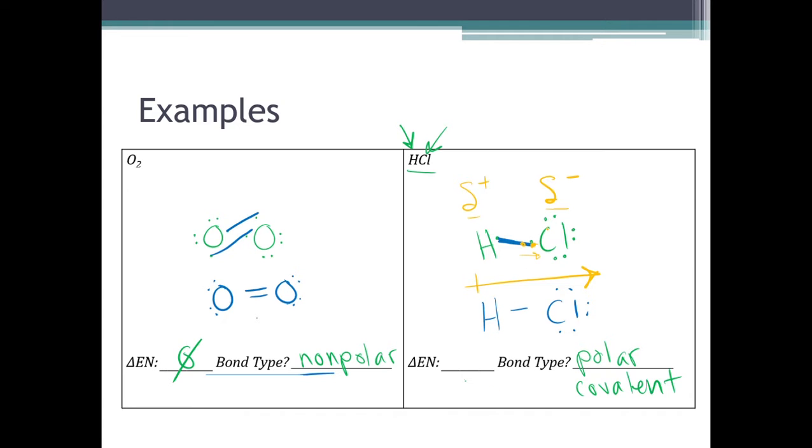When you do the electronegativity of chlorine minus the electronegativity of hydrogen, you should get 0.96. So this is larger than 0.4 but smaller than 2, which puts us nicely in that polar covalent range. All right, 2 more examples before you have some practice on your own.